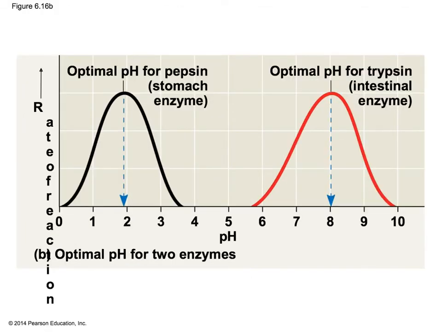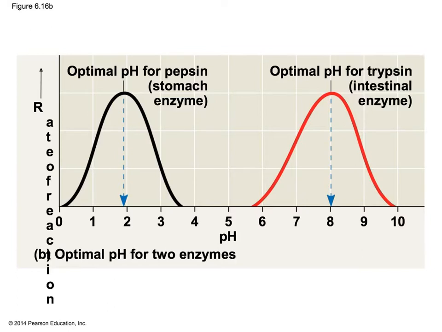pH is also important. Optimal pH for pepsin, which is in the stomach. What's the pH of the stomach? Acidic or basic? Very acidic, okay? So pepsin only works in an acidic environment, right? At 37 degrees, but at a very low pH.